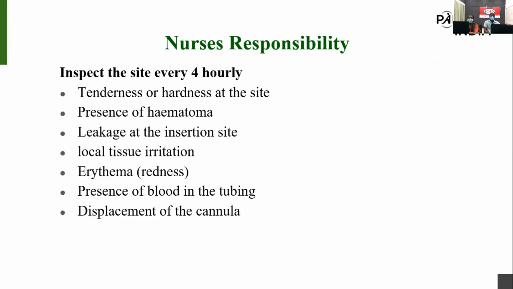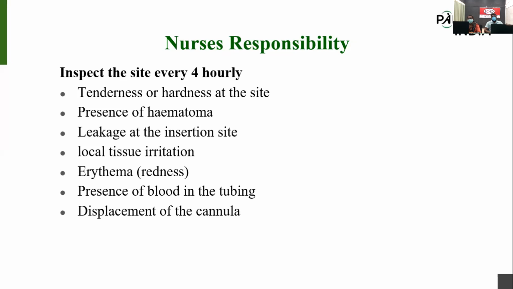Then as a nurse, what are all our responsibilities after the subcutaneous insertion? Every 4 hourly, we need to inspect the following things. First, we need to touch the area. We need to assess for tenderness or any hardness on the site. We need to inspect that. Then, as already mentioned, whether any hematoma formation is present or not. Whether the insertion site has any leakage or not.